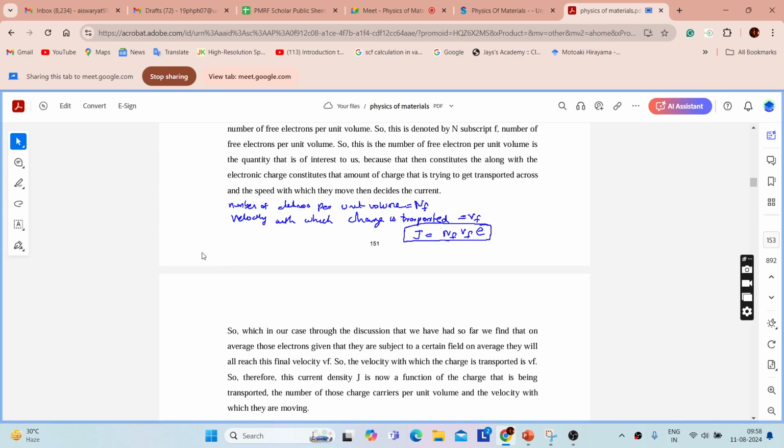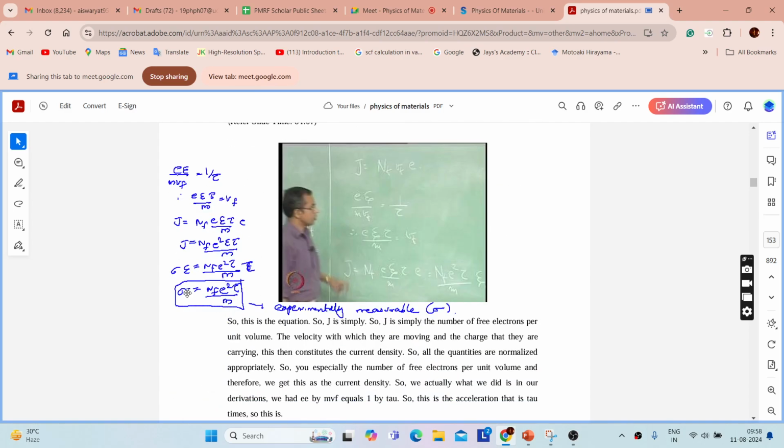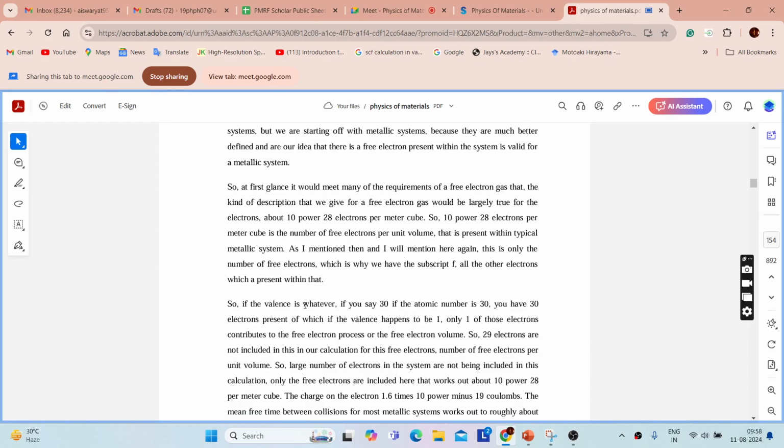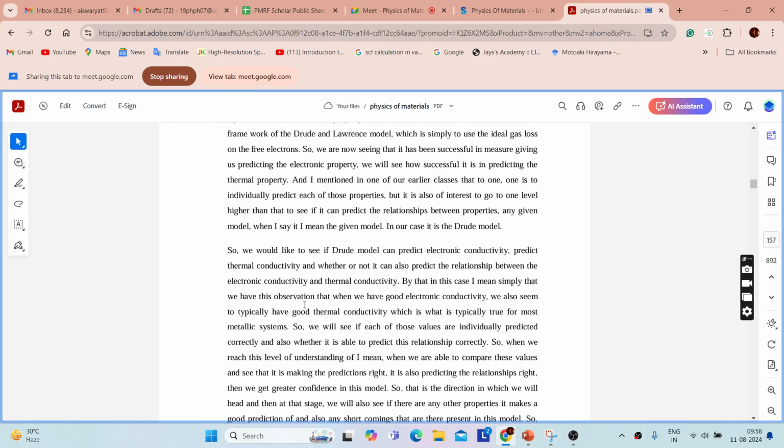So basically we can write that the number of electrons per unit volume is Nf, and the current density J will be Nf Vf into E. Okay, then sigma will be Nf e square tau by m. And so these are the basic things related to electrical conductivity.